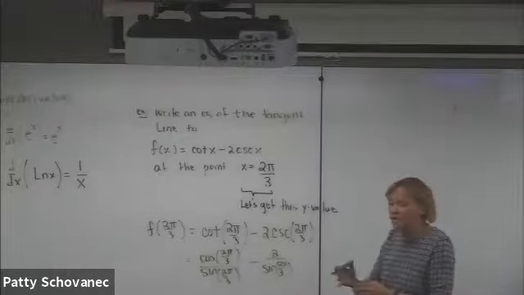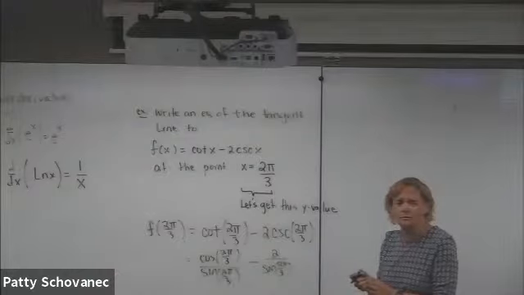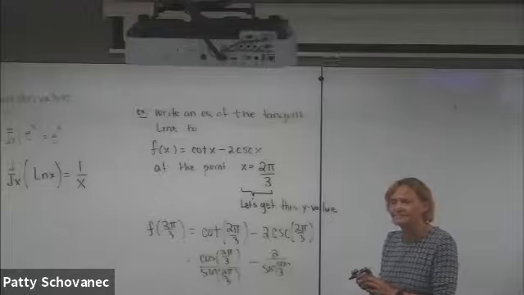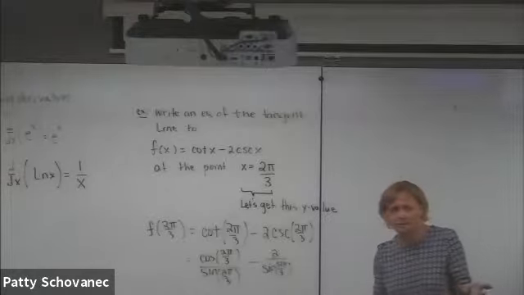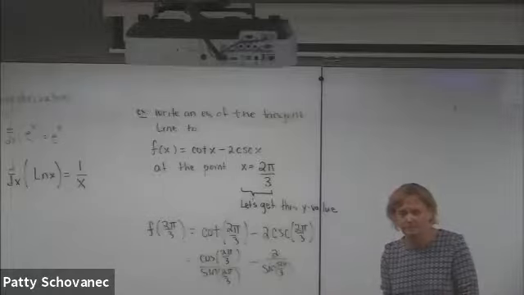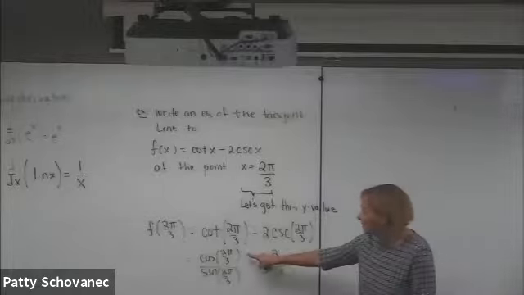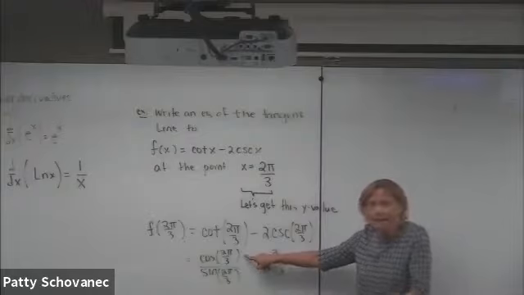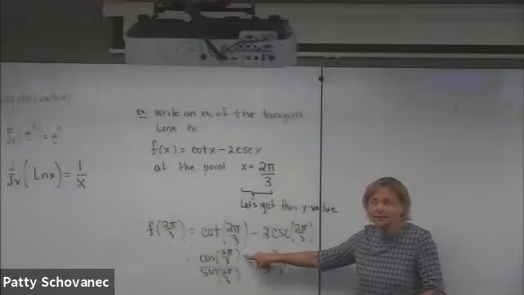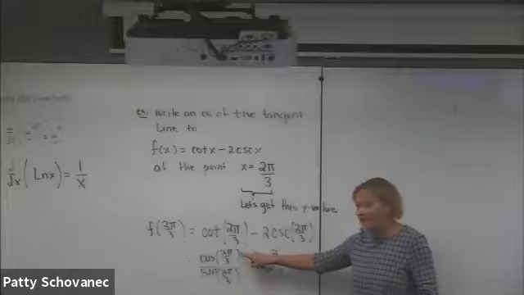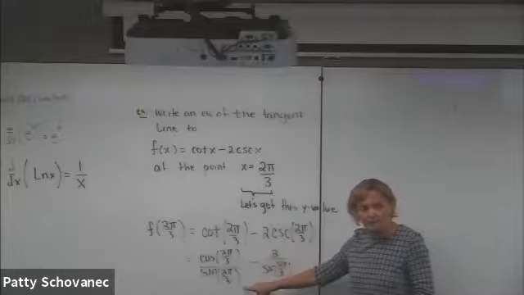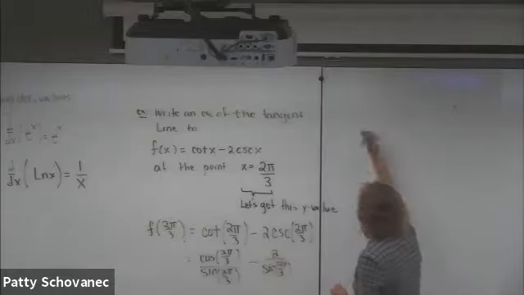What's the cosine of pi thirds? Pi thirds is the same as 60 degrees, so it's 1/2. So this is going to be a negative 1/2. Now, when cosine is a half, what's the sine? Root 3 over 2. So this is a negative 1/2 over a positive square root of 3 over 2.